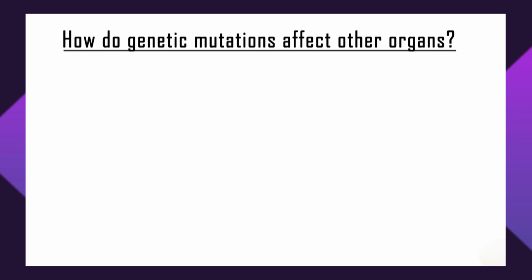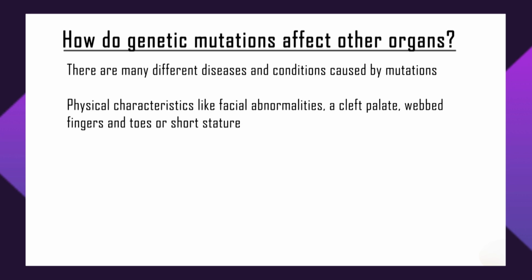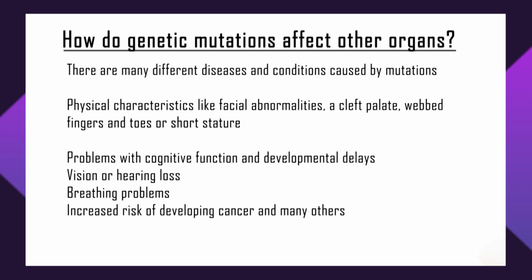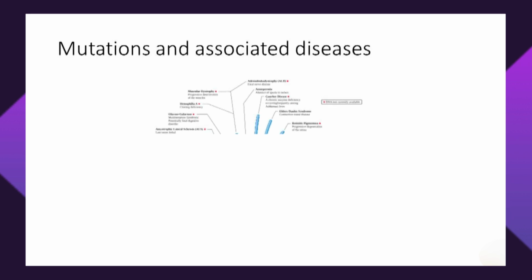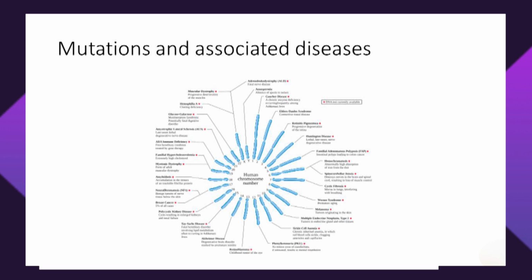There are many different diseases and conditions caused by mutation. With the help of signs and symptoms, we can recognize them. For example, physical characteristics like facial abnormalities, a cleft palate, very common disease, webbed fingers and toes or short stature. Problems with cognitive function and developmental delays, or vision or hearing loss, breathing problems, increased risk of developing cancer and many others. So, these are a few examples.